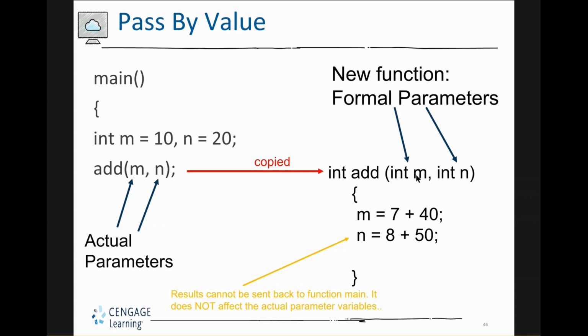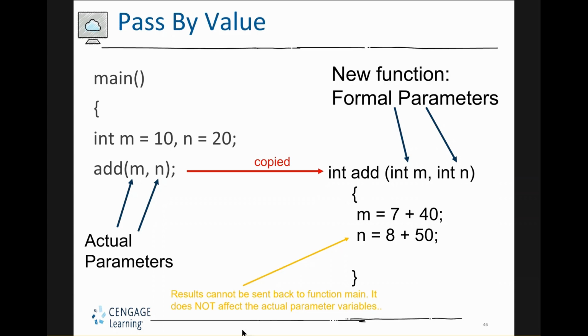The system sees the variables in the actual parameters in function main as one memory location. So C++ sees these as one memory location, and it sees these as a different memory location. Okay? There is nothing to link them together. So if you do some math and change those values, and then you want to bring the answers back to function main and do something else, you can't. They cannot be sent back to function main. It does not affect the actual parameter values. These are not affected. So if you were to print them, you would get 10 and 20 even if you called this function.